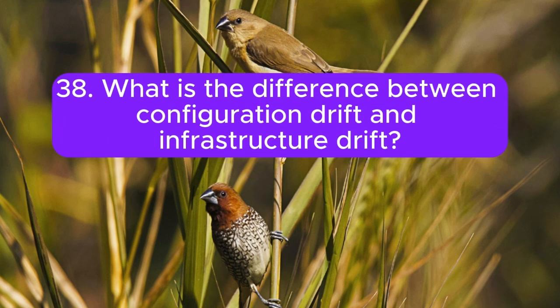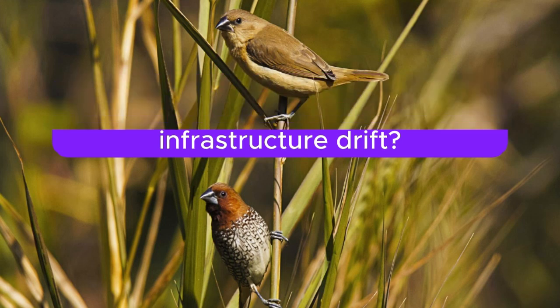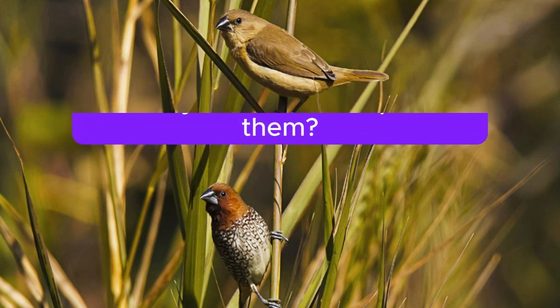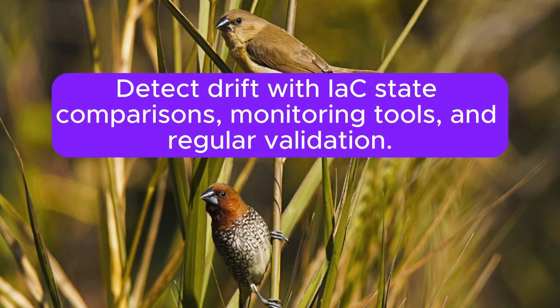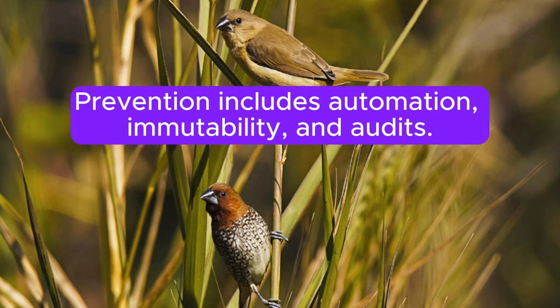38. What is the difference between configuration drift and infrastructure drift? How do you detect and prevent them? Answer: configuration drift refers to changes in system settings, while infrastructure drift involves changes in provisioned resources. Detect drift with IaC state comparisons, monitoring tools, and regular validation. Prevention includes automation, immutability, and audits.